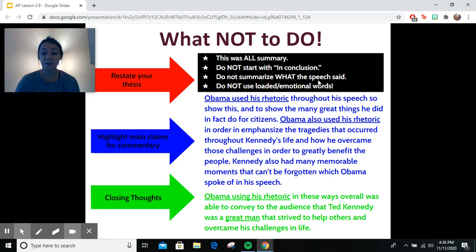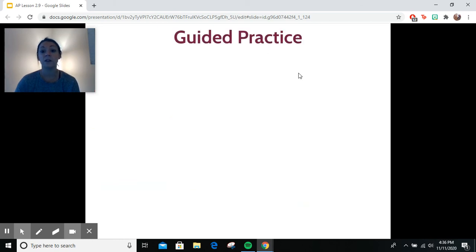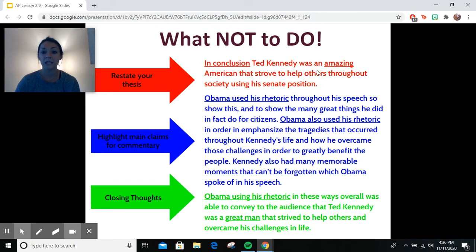Do not summarize what the speech said and do not use loaded or emotional words. So "Ted Kennedy was an amazing American." Use something more objective that you can actually analyze and comment on. Okay, so use this example as what not to do.